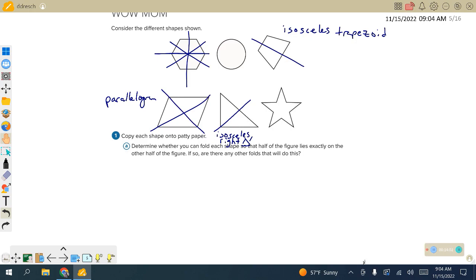Okay, how about that last one? We got a couple lines, don't we? We got one clearly right through the middle vertically, right? Yep, that looks good. And then don't we have lines going through all those points of the star? So we obviously have more than one line of reflection there. Okay, so what we've just identified is how many shapes are there? Six shapes. Some shapes have one, some have two, some have more than two. And that is what we call reflectional symmetry.